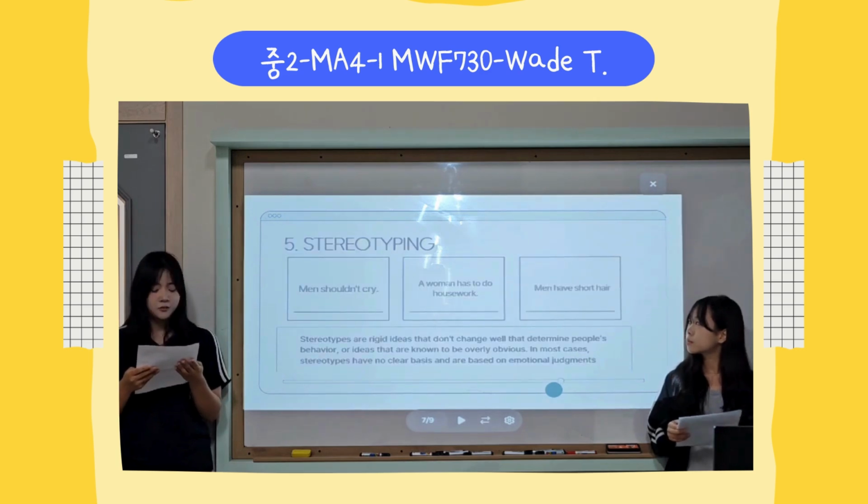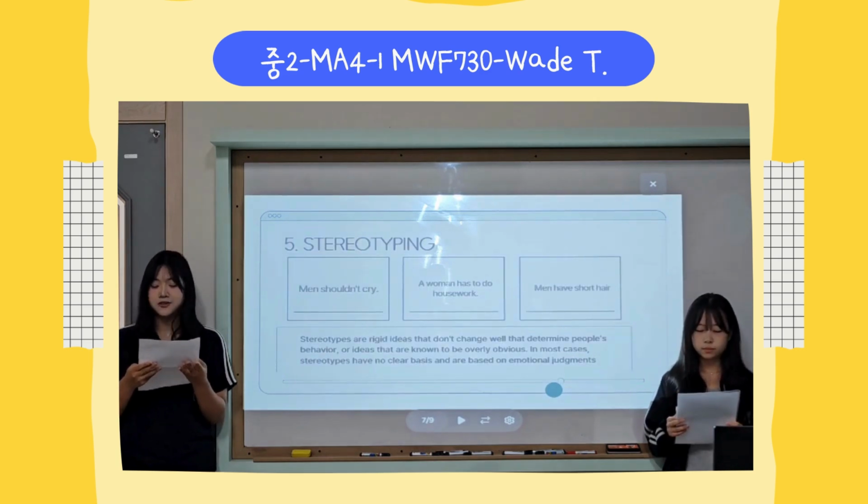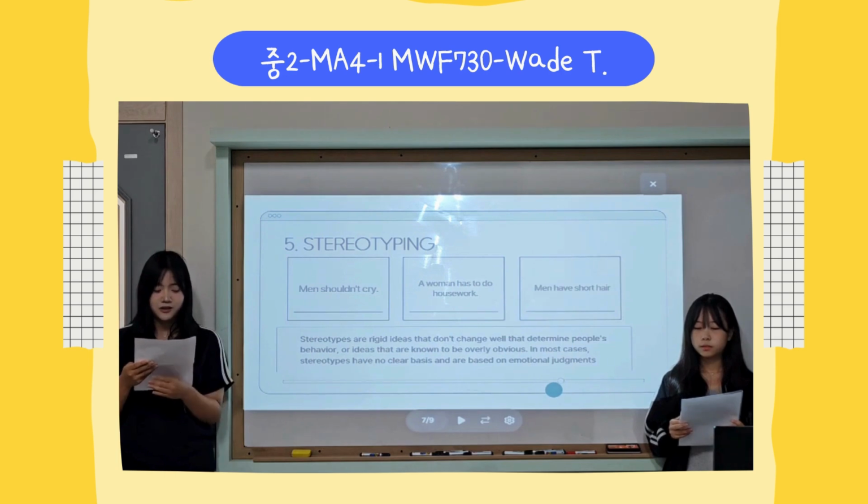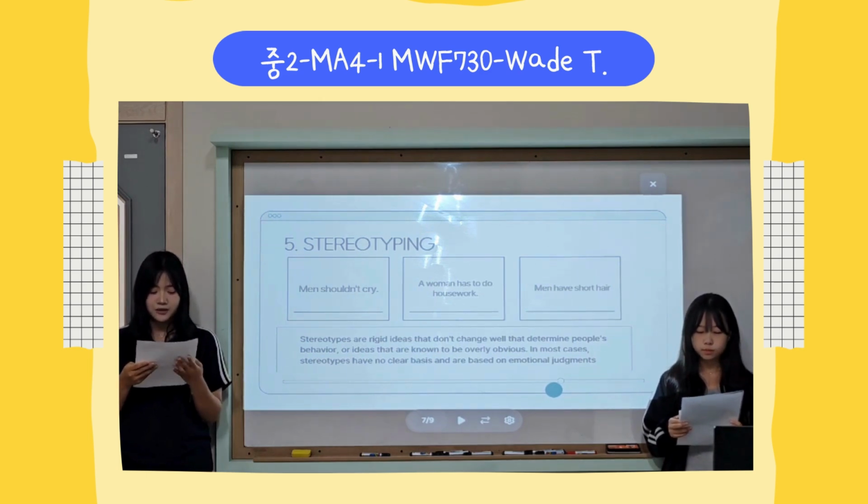Fifth, stereotyping. Stereotypes are rigid ideas that don't change well, that determine people's behavior, or ideas that are known to be overly obvious. In most cases, stereotypes have no clear biases and are based on emotional judgments.